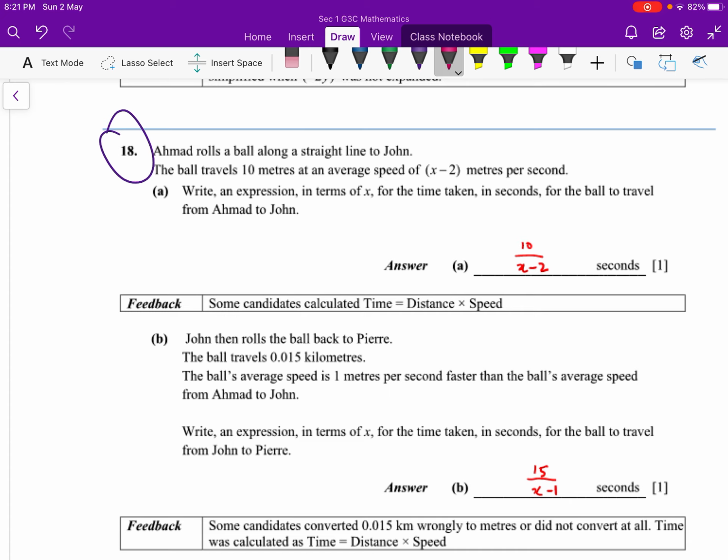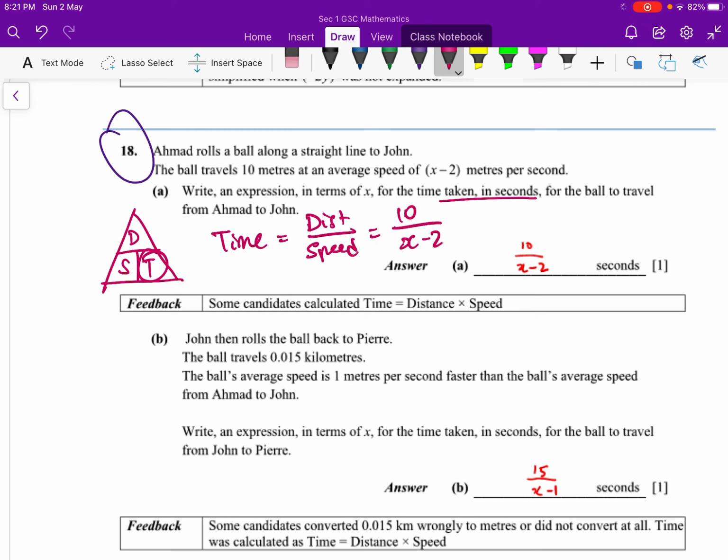Next, there's a ball being rolled along a straight line. It travels 10 meters, average speed x minus 2 meters per second. Use your primary school knowledge, your triangle DST, it still works. So they want to find the time taken. So time equals distance over speed. What is the distance? 10. What is the speed? x minus 2. Not difficult. So don't be scared of this unknown speed. Even what's worse is that it is an unknown minus 2.